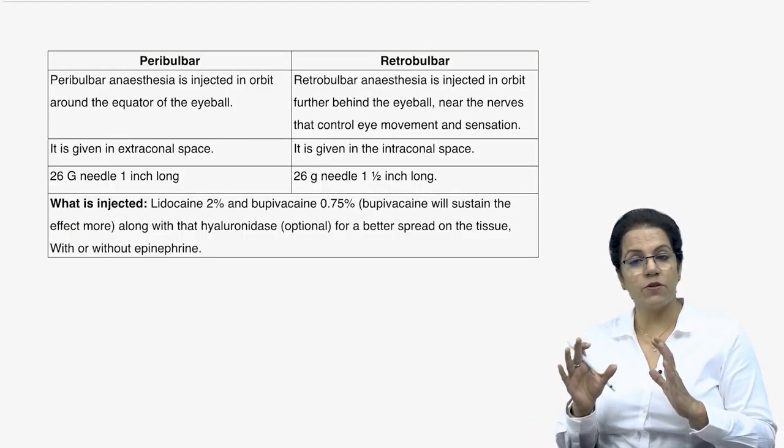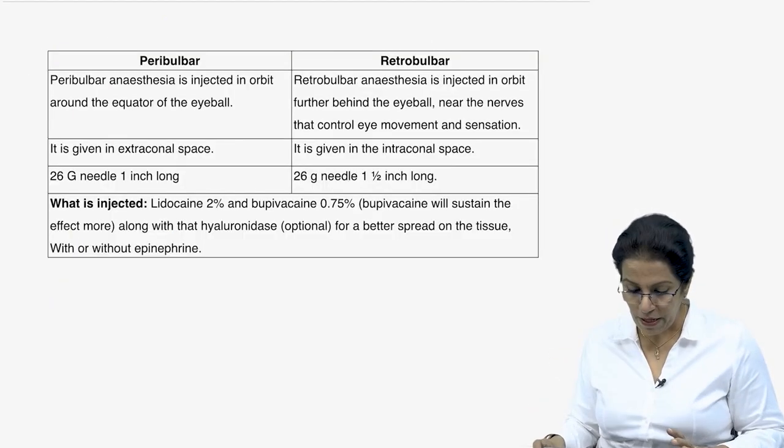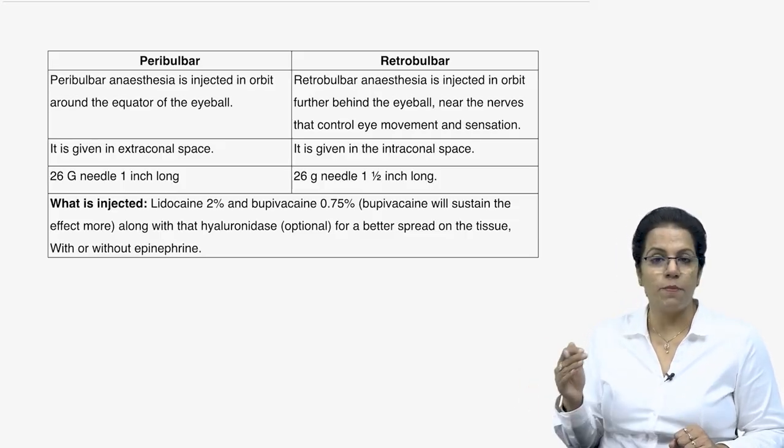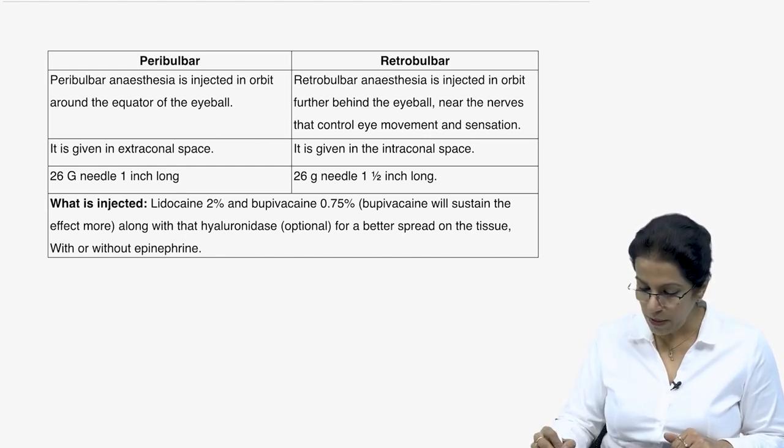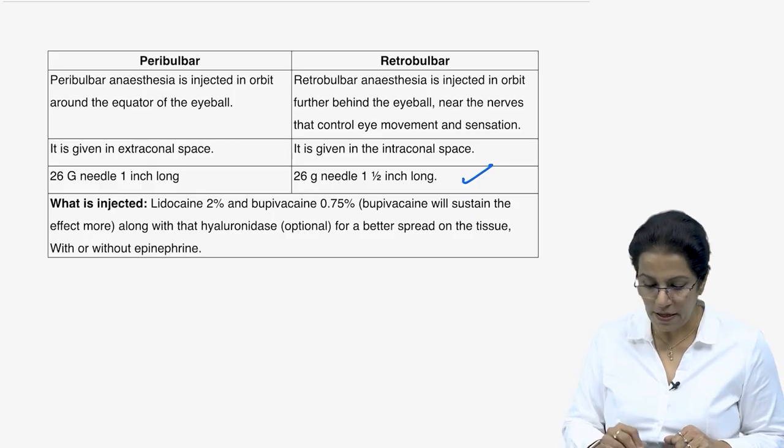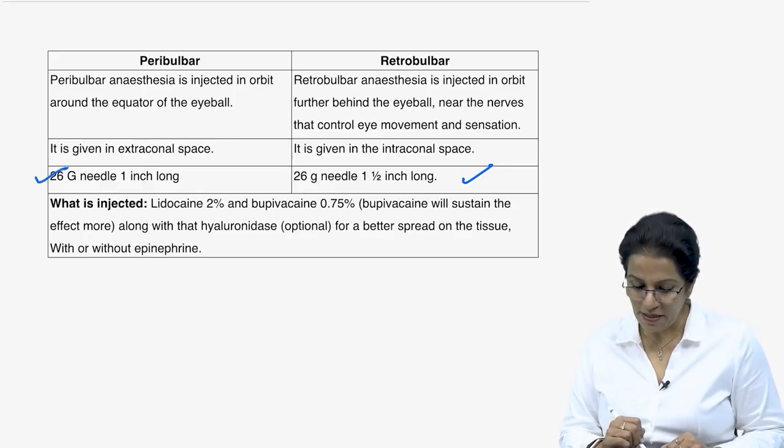If we like to compare, we have to know the comparison between peribulbar and retrobulbar. Apart from the space that we are giving, of course, the needle has to be longer in case of the retrobulbar compared to the peribulbar. We have to keep this in mind, right?